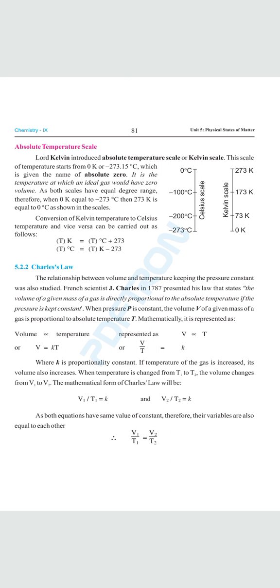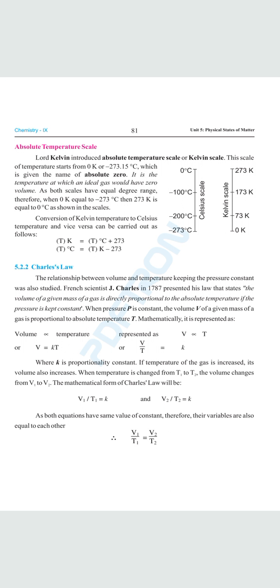This is the theory of J. Charles that he presented in 1787. He said that the volume of a given mass is directly proportional, it is directly linked with the absolute temperature if the pressure is kept constant. When pressure P is constant, the volume V of a given mass of gas is proportional to absolute temperature.